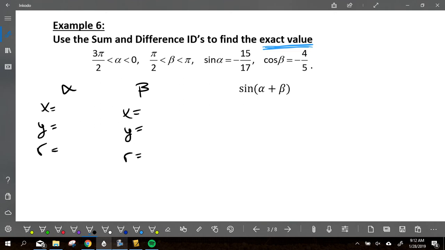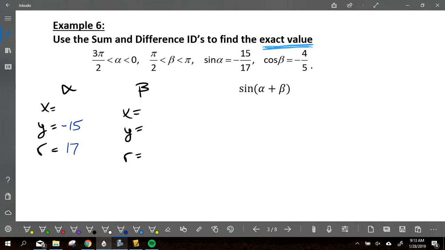So as I look at that initially, it says sine of alpha equals negative 15 over 17. So, Zach, if sine of alpha is negative 15 over 17, what's that telling me? Y is negative 15. R is 17. How do you know that the y was negative and not your r? Radius is always positive. So that set us up well.